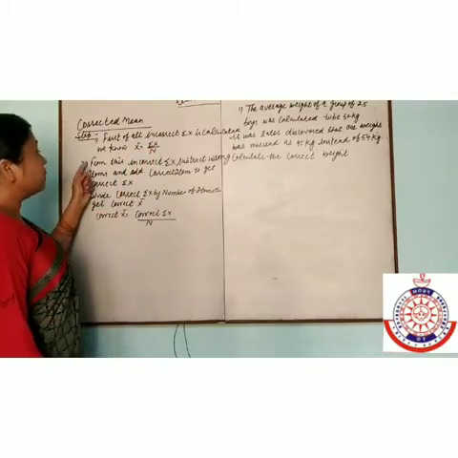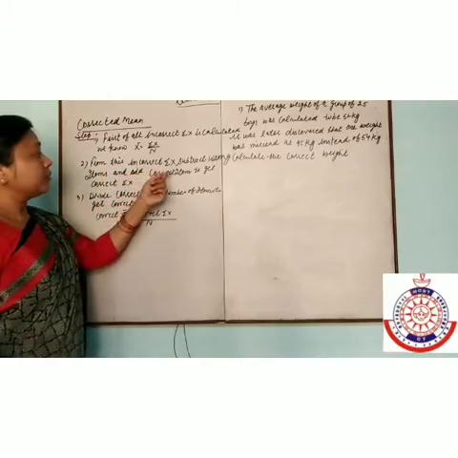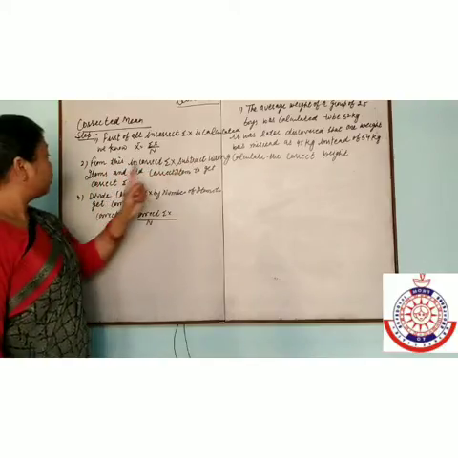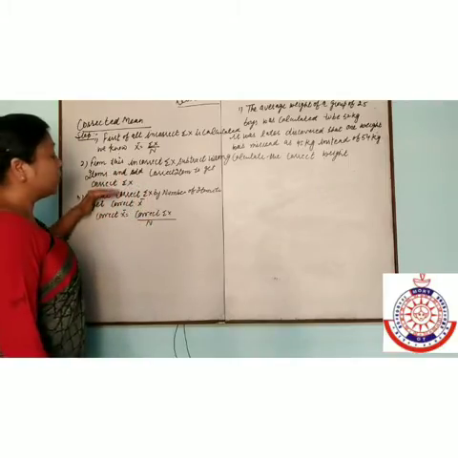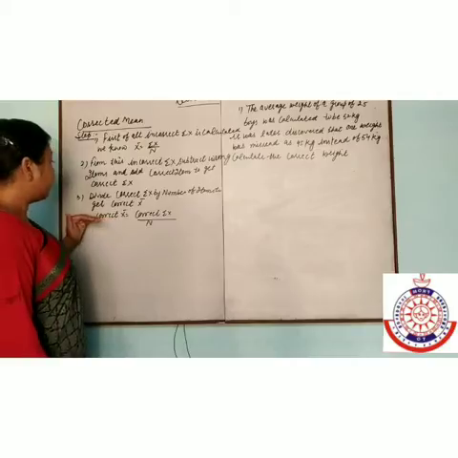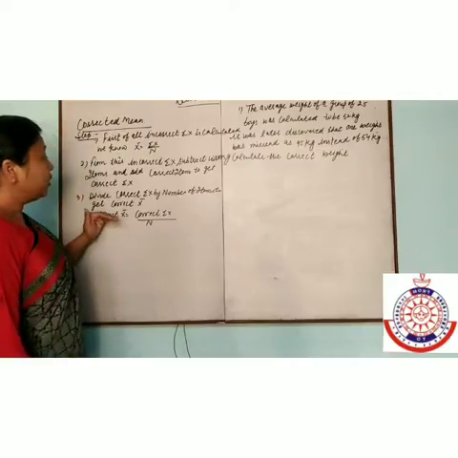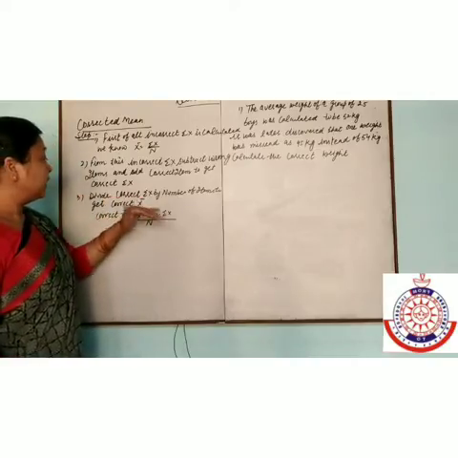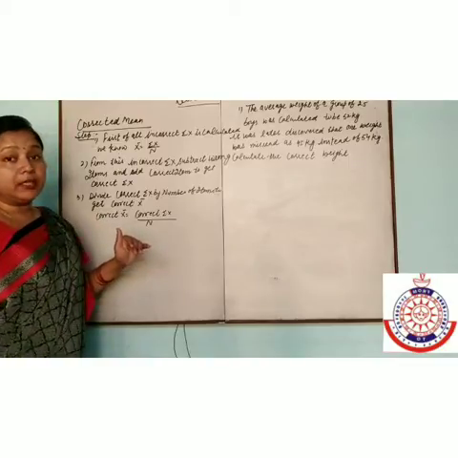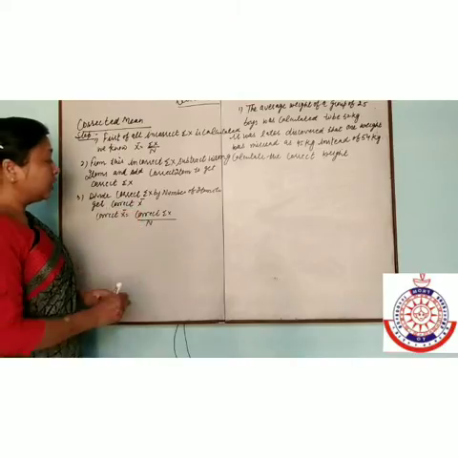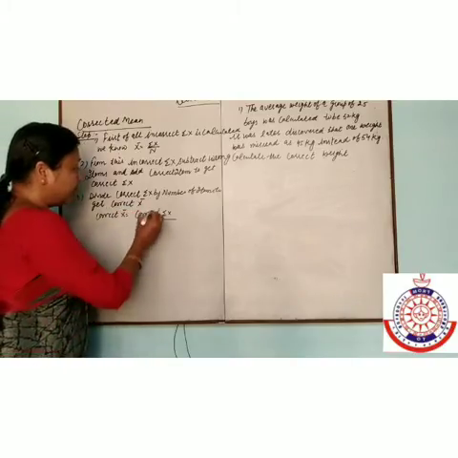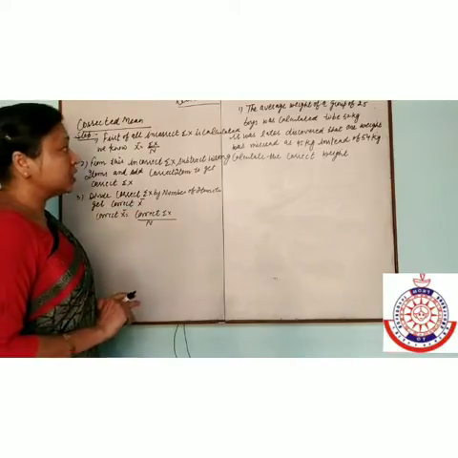And the second step is, from this incorrect summation x, subtract the wrong items and add the correct items to get the correct summation x. Third is, divide the correct summation x by the number of items to get the correct mean. Then correct x bar is equal to correct summation x upon n. Let us see this in an example.